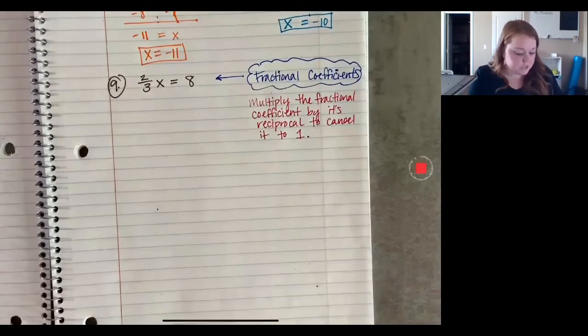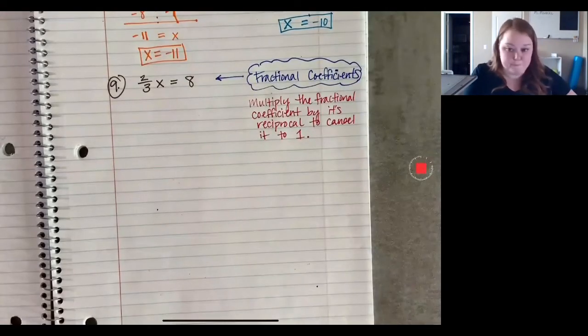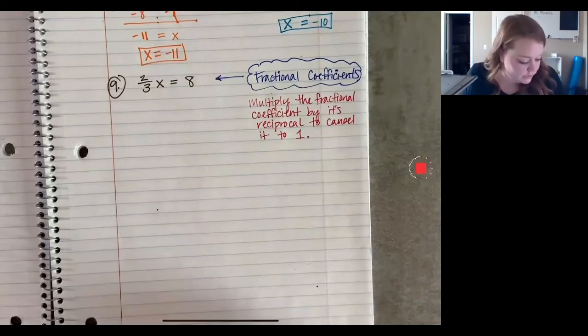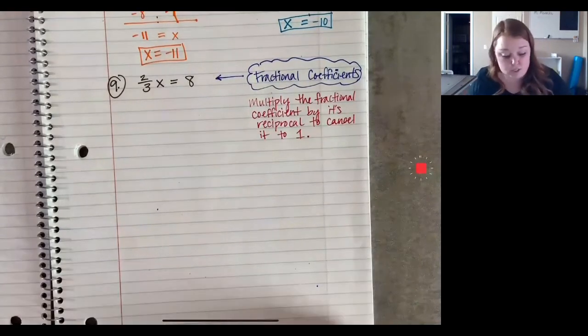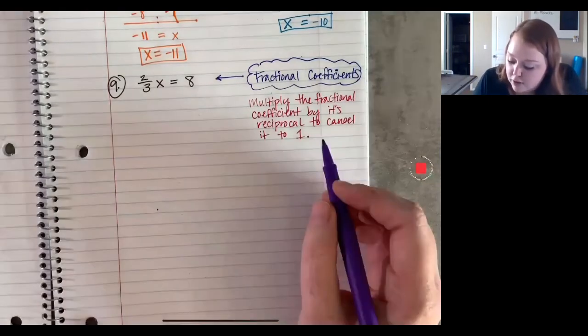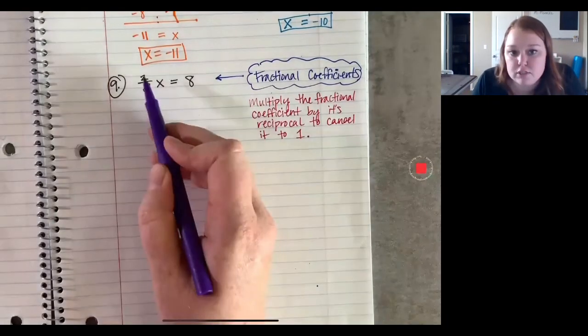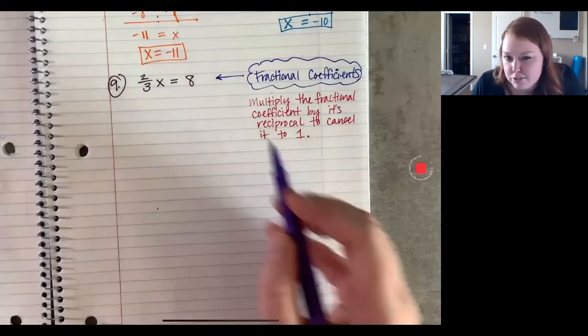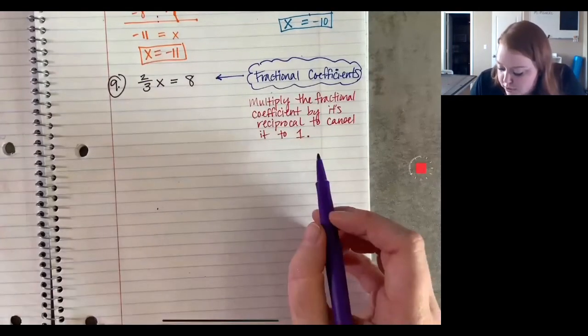Multiply the fractional coefficient by its reciprocal to cancel it to 1. It's a lot of language there. Pause it if you need to. Okay, so the fractional coefficient is this dude, 2/3. It says we multiply the 2/3 by its reciprocal.